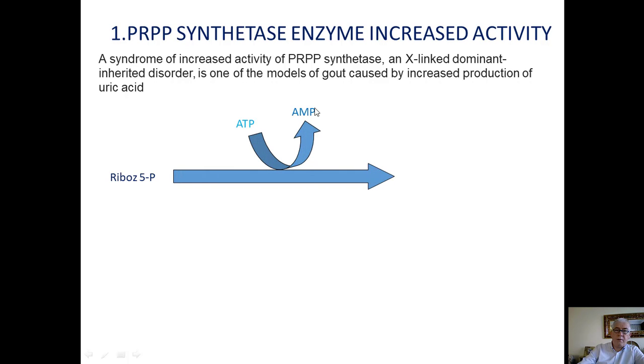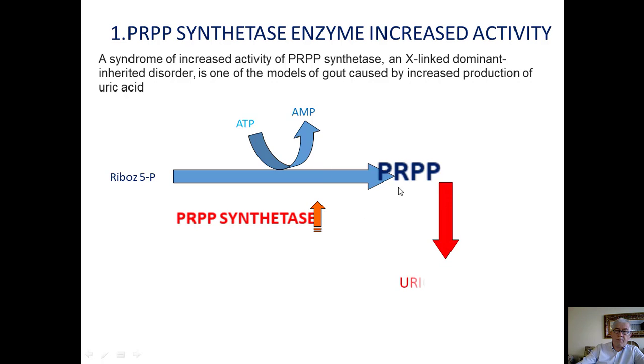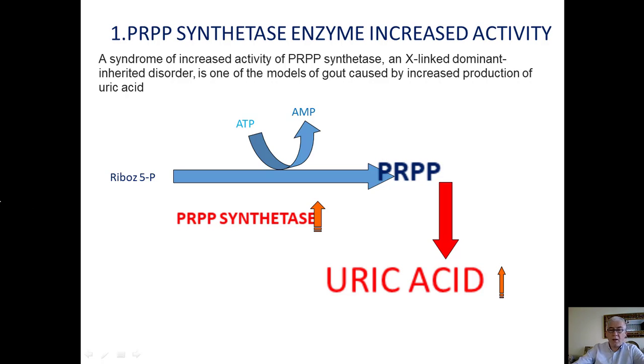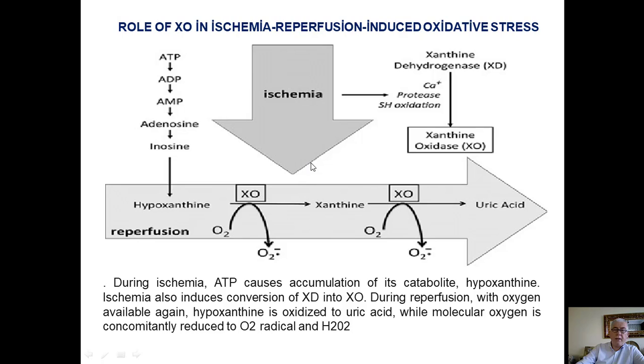If PRPP synthase activity is increased, we can produce more PRPP from ribose 5-phosphate. It is for the first reaction of de novo synthesis of purines, and this PRPP goes to AMP and GMP, and then these molecules again go to the degradative way of purines and turn to uric acid. With increased PRPP synthase activity we face hyperuricemia.